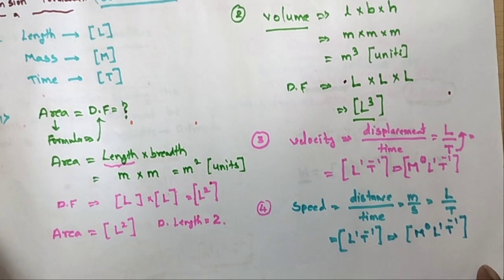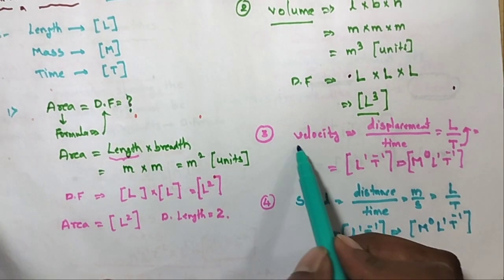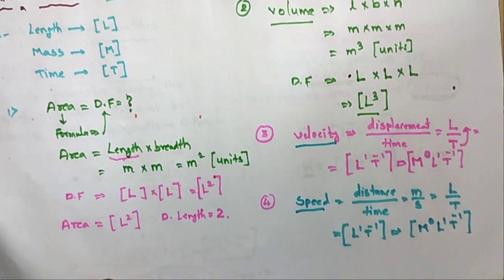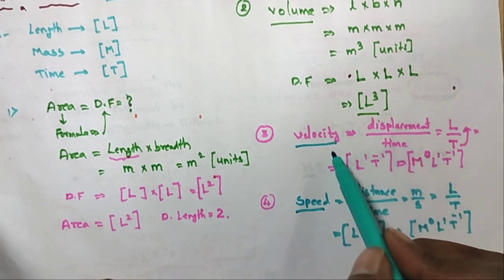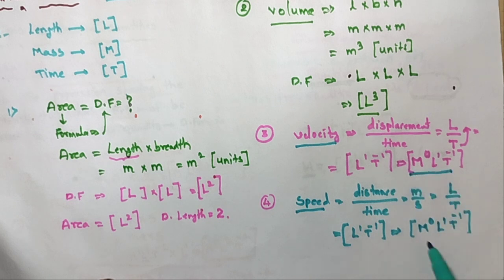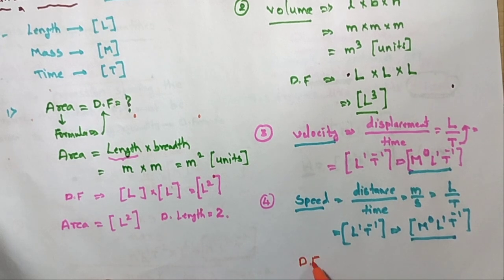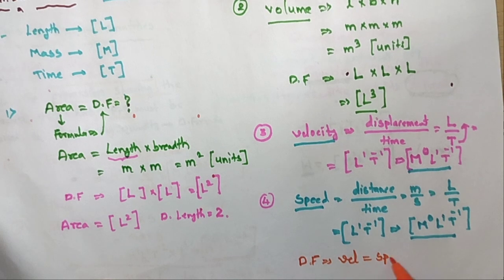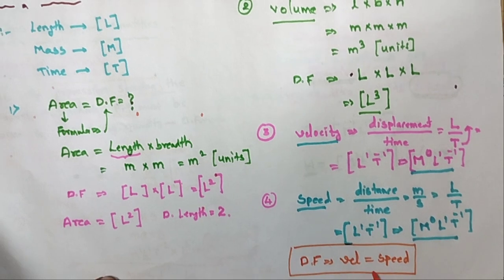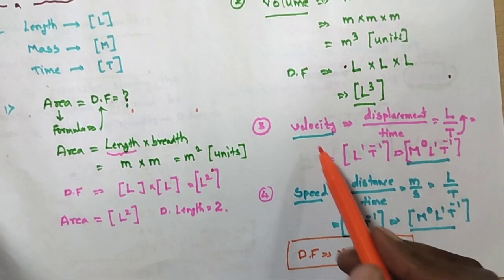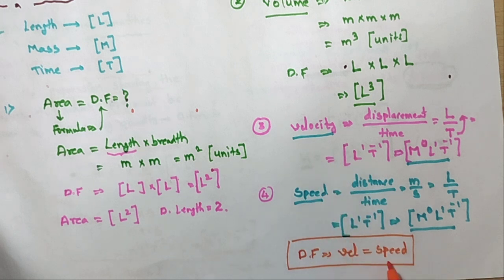So what is your observation in this one, velocity and speed? The velocity dimensional formula and speed dimensional formula both are the same. What is your observation? The dimensional formulas of velocity and speed are equal. So for some derived quantities, the dimensional formulas are equal. Velocity and speed both have the same dimensional formula.